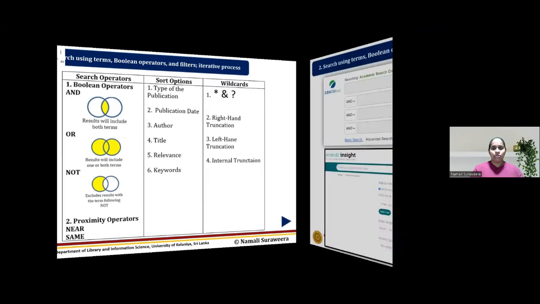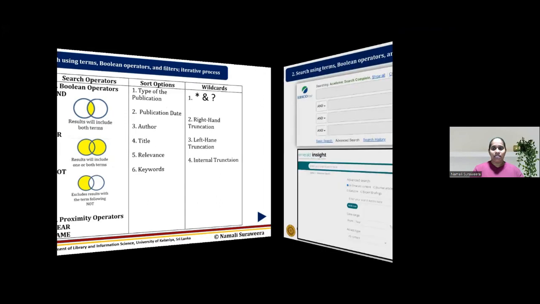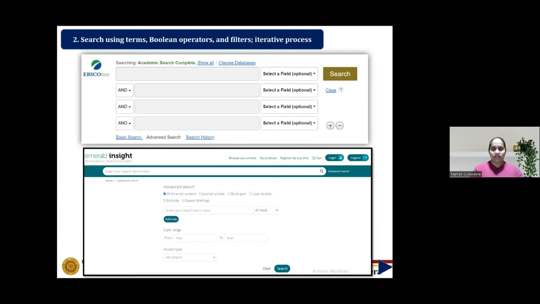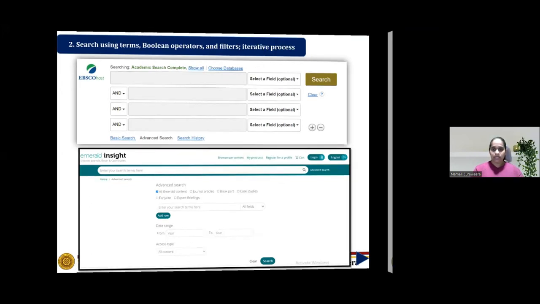So I will move to the next one. Also, databases such as EBSCOhost as well as Emerald Insight. If you are going to search for information from those databases, you can click on the search field, then select the field, the sorting options, and use some of the Boolean operators from there and search accordingly to get the relevant articles, relevant literature for your study.